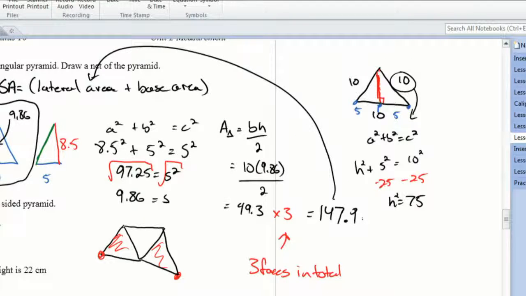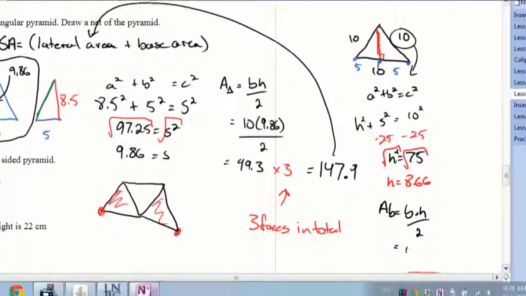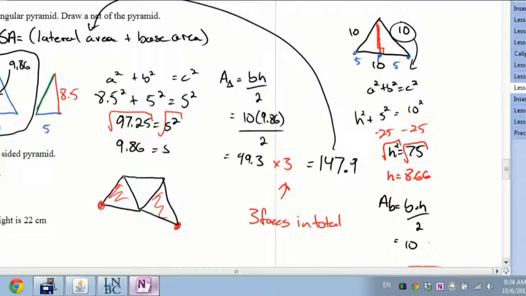And you take the square root of both sides. I don't know what the square root of 75 is, but my calculator does. I get 8.66. All right, so now I have the height. Now I have to find the area of the base. I'm going to have base times height over 2. And in this case, my base is 10. My height, I just calculated to be 8.66, all divided by 2.